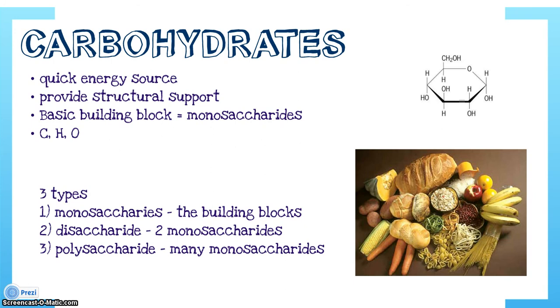The basic building block of a carbohydrate is called a monosaccharide. They contain the three elements carbon, hydrogen, and oxygen. There are three types of carbohydrates. The first are monosaccharides, which I told you are the building blocks. Sometimes they are referred to as simple sugars. The second is disaccharide, which is made up of two monosaccharides. The last are polysaccharides, which are made up of many monosaccharides.